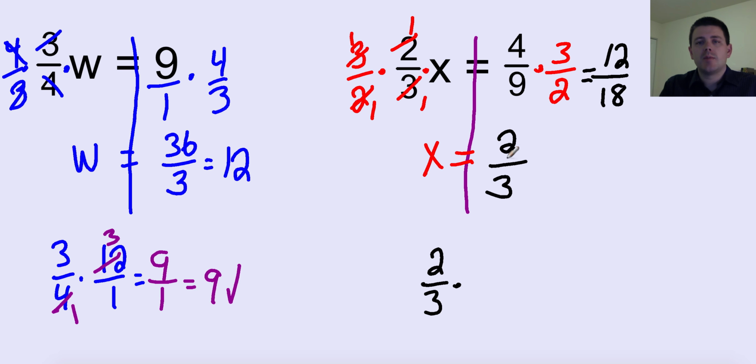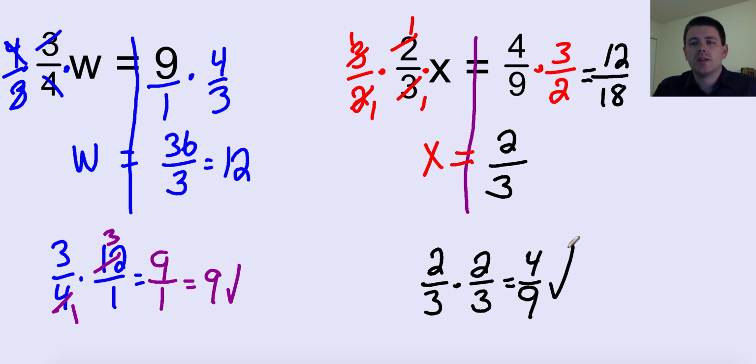So let's check our answer. 2/3 times x, which we said is 2/3. 2 times 2 is 4. 3 times 3 is 9. I get the 4/9 that I'm looking for. So the one trick to remember is when you're multiplying by a fraction to solve the equation, instead of dividing by your fraction, you're simply going to multiply by your reciprocal.